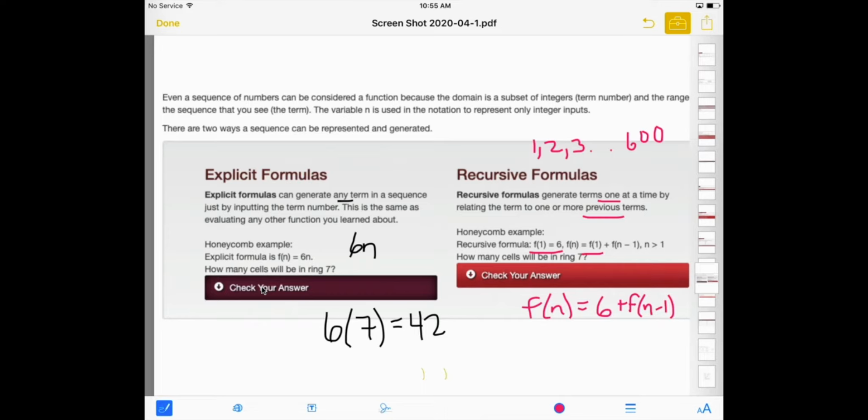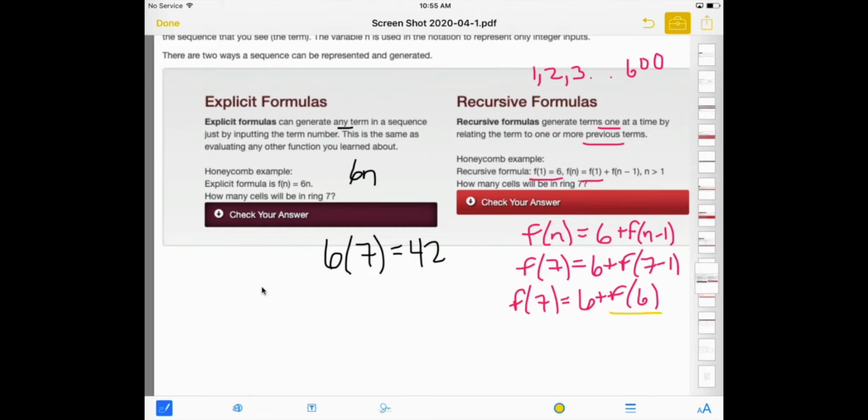Well, in order to figure out how many cells, or how many honeycombs, whatever you want to call it, are going to be in ring 7, you need the previous term. You need ring 6, which I don't have. Can we figure it out? Sure, but it's going to take us a while. So in order to get f of 7, we need f of 6. We need the previous term in order to make a recursive formula work.